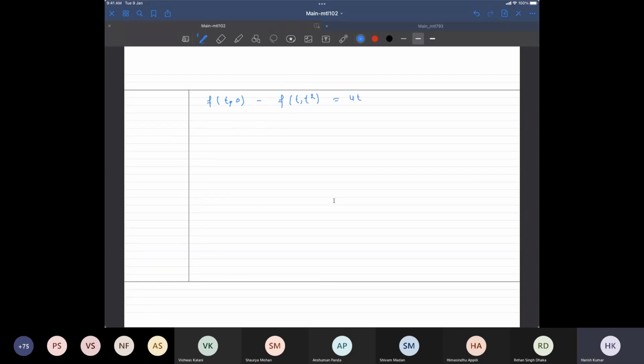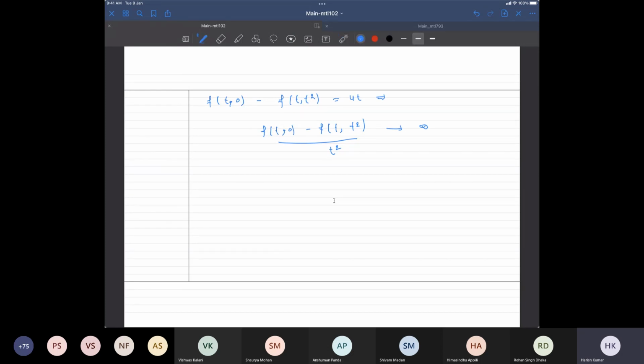Okay. Now this implies that f(t, 0) minus f(t, t²) divided by t², because the difference between the x variable is t², is going to infinity, and this should have been bounded for f to be Lipschitz continuous. Why does it have to be bounded?